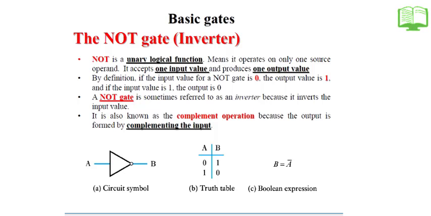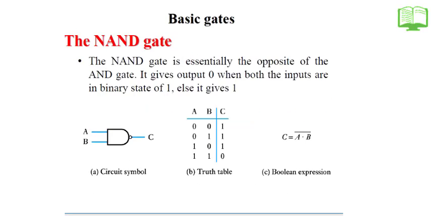When we come to the NOT gate, just as the name suggests, it's a NOT gate. It's sometimes referred to as the inverter, because it just inverts the output. So if it's 0, it becomes 1, and if it's 1, it becomes 0. So its table is simply like that. Its symbol is over there, and its expression is just like that.